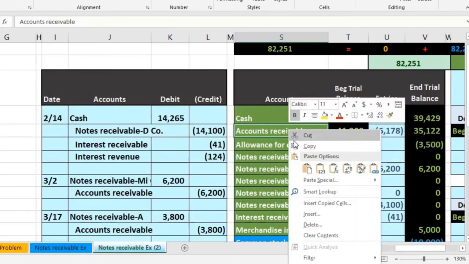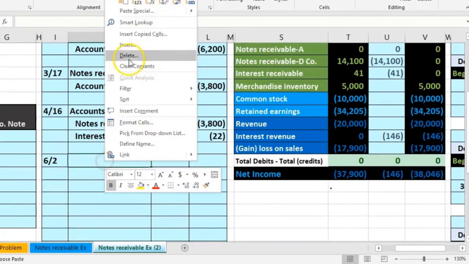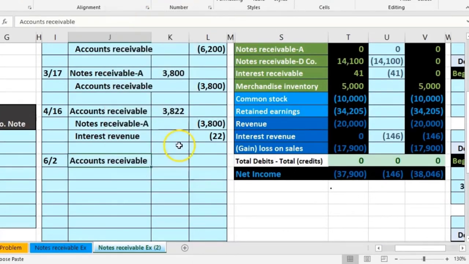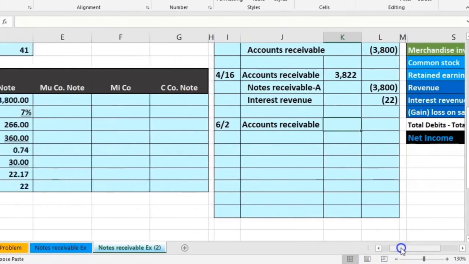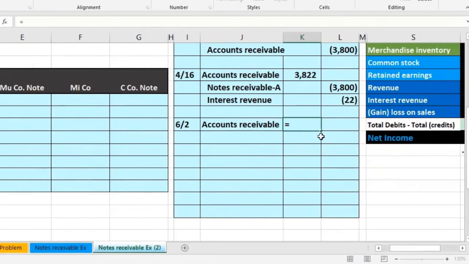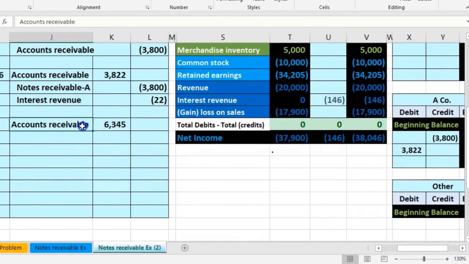So I'm going to right click and copy. Scroll down. We're going to put that in J20, right click and paste 123. Now remember, the amount is going to be this 6,200 plus the 145. So let's see if we can remember that. Equals the 6,200 plus the 145 is 6,345. So there we have the accounts receivable of 6,345.